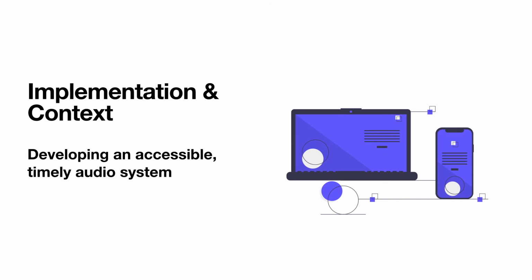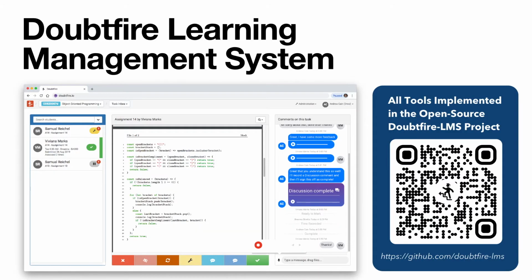Let's start by taking a look at the implementation context surrounding this research project. Fortunately, we were using the Doubtfire Learning Management System, an open source LMS used at a number of Australian universities. It was originally developed and designed for programming, however it's used in many different disciplines now. And because it's open source, we were able to fork the project, integrate this feature into the system, and evaluate it. You can access the GitHub repository via the QR code on screen or just navigate to the GitHub link underneath.